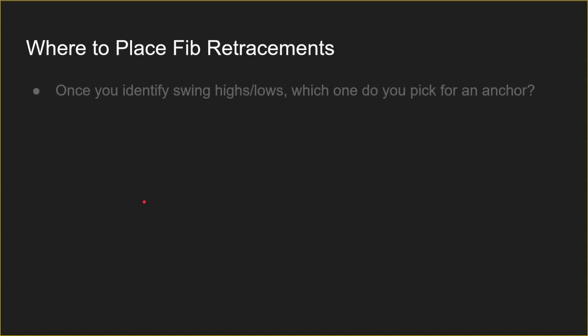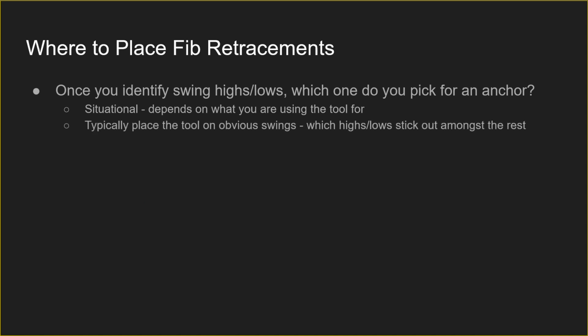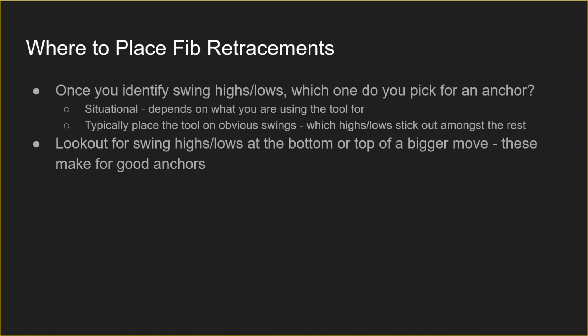Placing fib retracements. So once you identify that swing high or the swing low, the question becomes, which one do you pick an anchor for? Situational. It depends on what you're using the tool for. Typically, though, you want to place the tool on obvious swings. Which highs or which lows stick out amongst the rest? Now, within that, look out for swing highs or lows at the bottom or the top of a big move. These generally make for good anchors. That way you have a bigger perspective on the market, a more macro viewpoint.